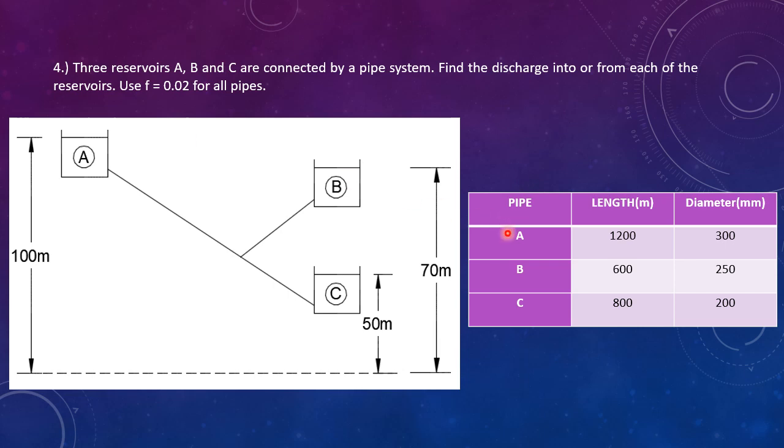For pipe A, the length is 1,200 meters and the diameter is 300 millimeters. For pipe B, the length is 600 meters and the diameter is 250 millimeters. And for pipe C, the length is 800 meters and the diameter is 200 millimeters.